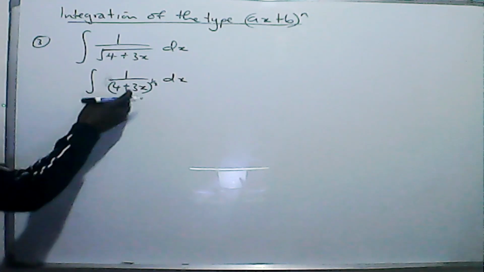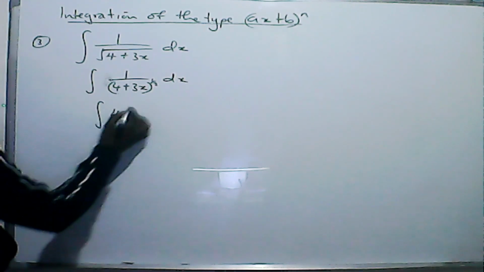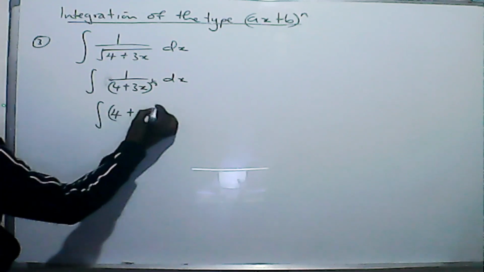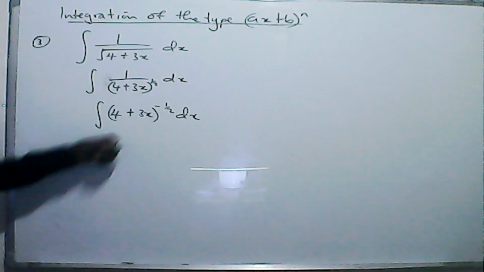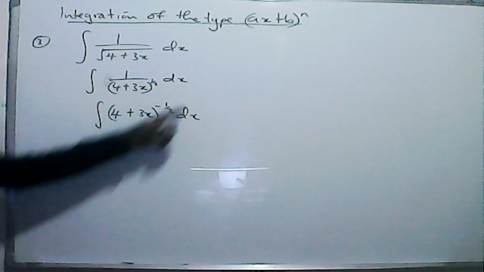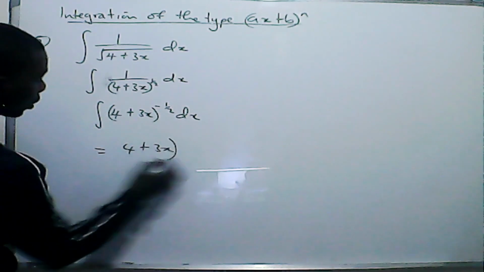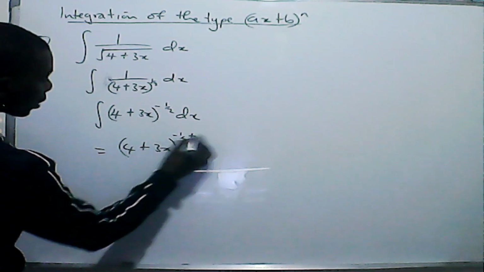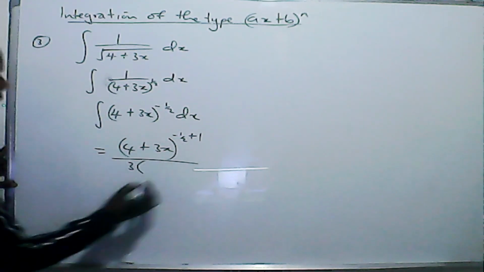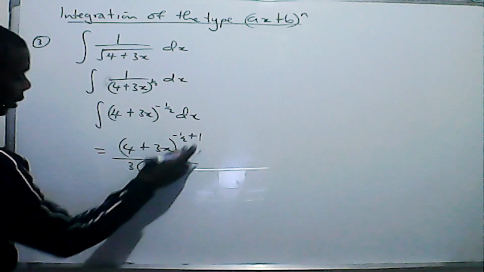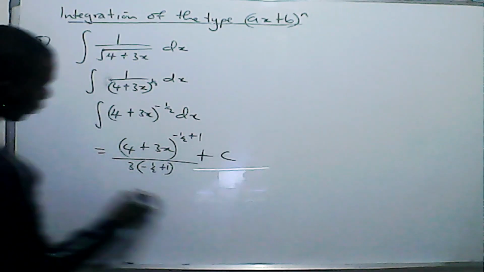Then we can rewrite this using laws of indices as the integral of (4 plus 3x) to the power minus half, dx. Now, integrating this type, remember we add 1 to the power, then we divide: (4 plus 3x) to the power minus half plus 1, over the derivative of this function, that's 3, times the new power, that's negative half plus 1, plus a constant of integration.